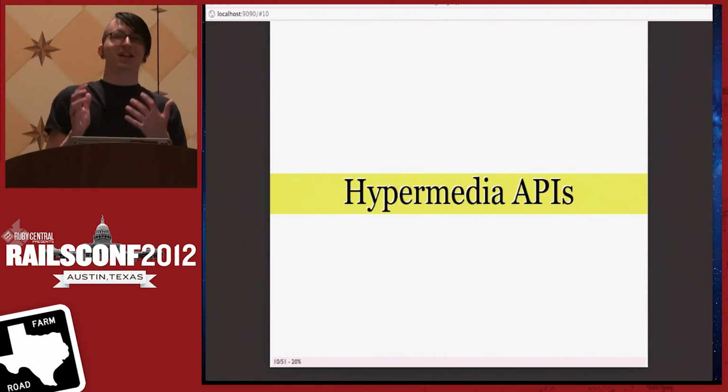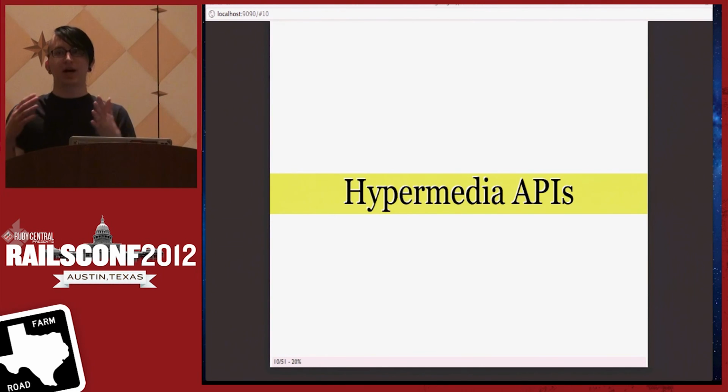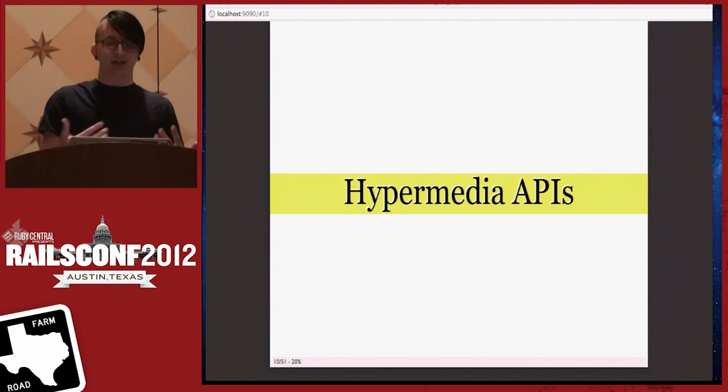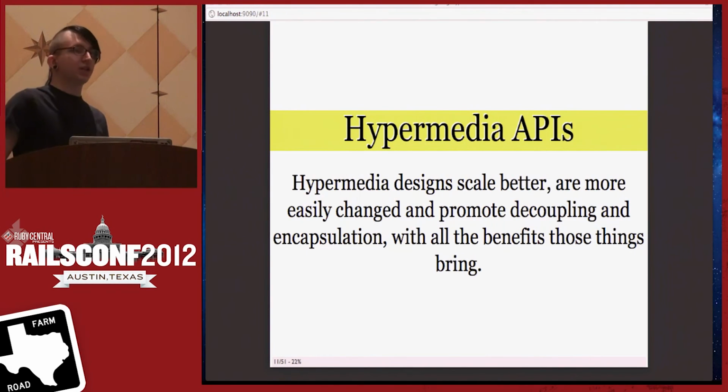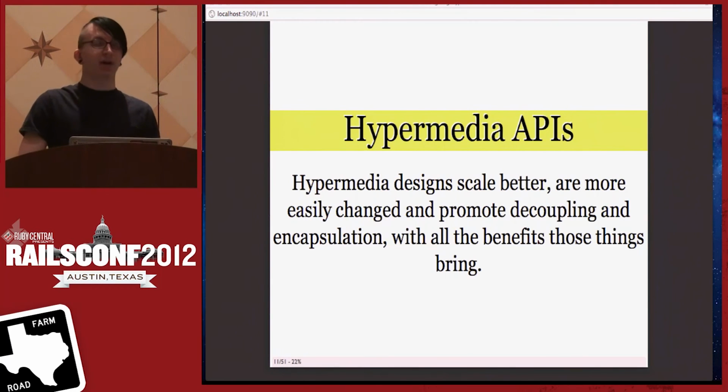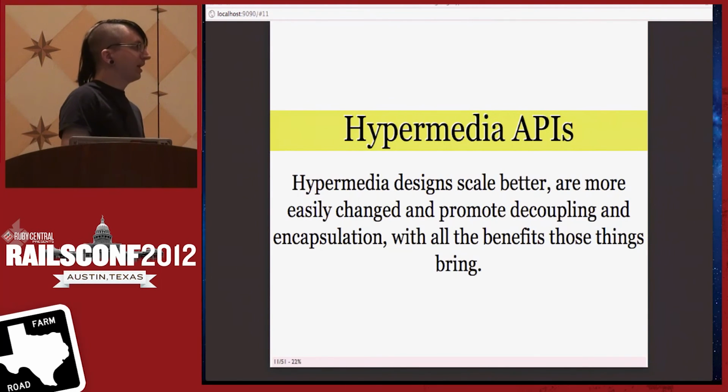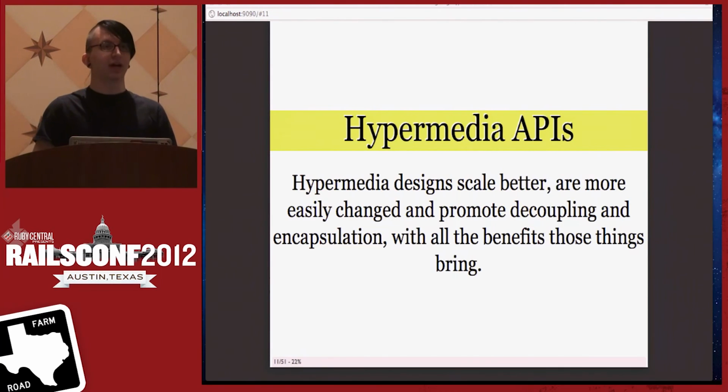So this is the fundamental difference in what I'm talking about versus what we do today: these links. And so why should you bother, right? Before even talking about the details, let's talk about why you should care about what I have to say. Basically, hypermedia designs scale better, they're more easily changed, and they promote decoupling and encapsulation, with all of the software engineering benefits that those things bring.